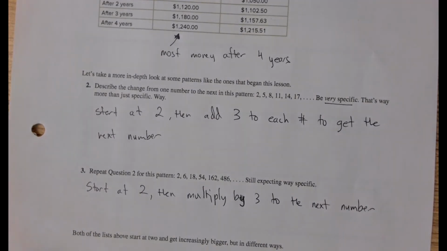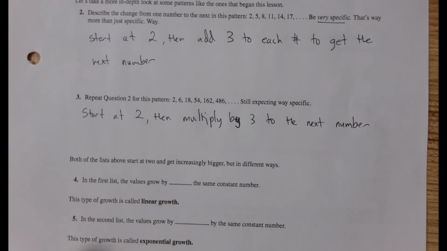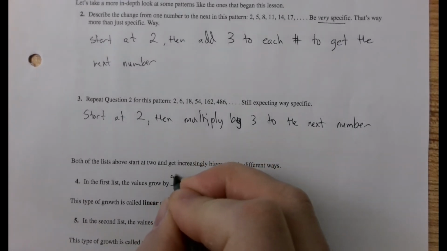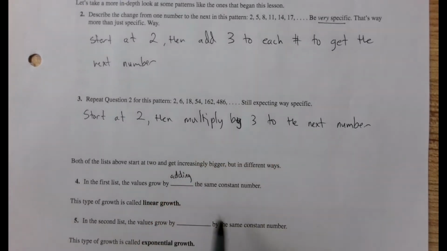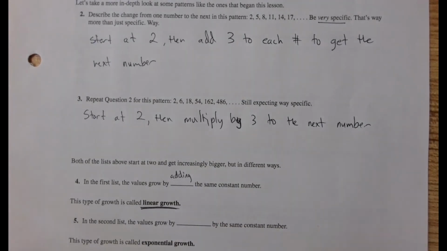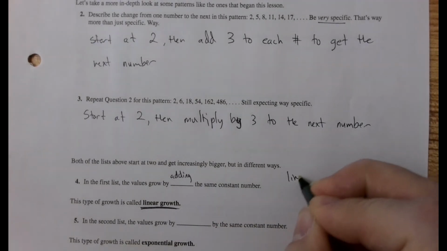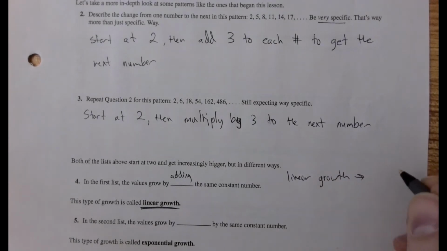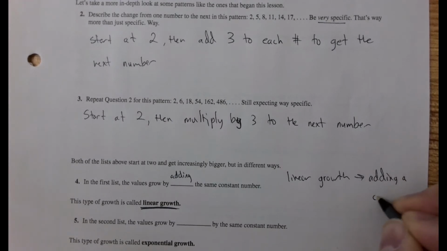So in the first list, the values grow by adding the same constant number, and this is called linear growth. So put those two together. Linear growth is addition, adding a constant.